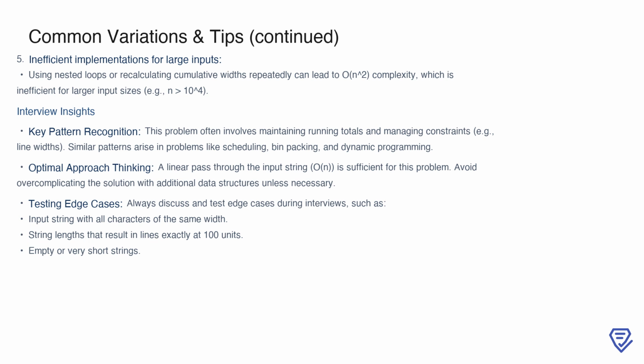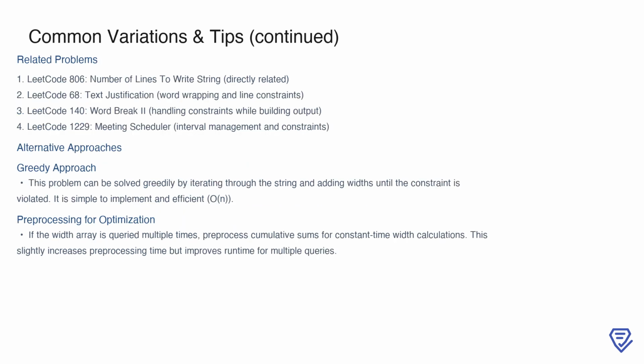Testing edge cases is another critical interview skill. For instance, consider scenarios where all characters have the same width, or strings that align perfectly with the 100-unit line limit. Additionally, remember to test for empty or very short strings to ensure your solution is robust. The concepts in this problem are closely related to several other LeetCode problems. For example, LeetCode 68, text justification, also deals with word wrapping and line constraints, while LeetCode 140, word break 2, explores constraint management while constructing outputs. Another related problem is LeetCode 1229, meeting scheduler, which involves managing intervals and handling constraints efficiently.